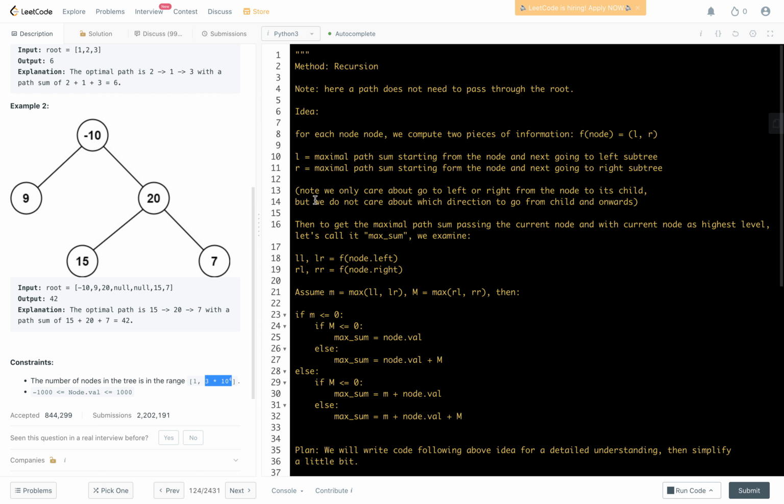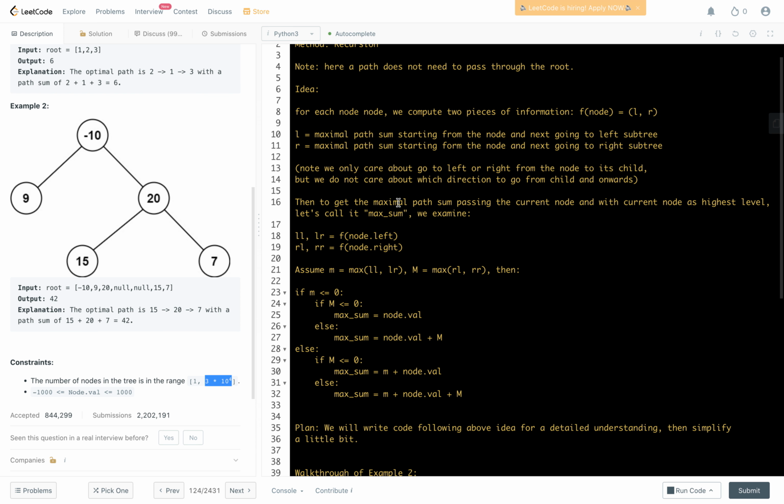So I want to also mention a note. So here we only care about go to left or right from the current node to its child. But we do not care about which direction to go from child and onwards or downwards. So with that said, we can actually get the maximum path sum passing through the current node and with current node at the highest level. Let's call this the maximum sum.